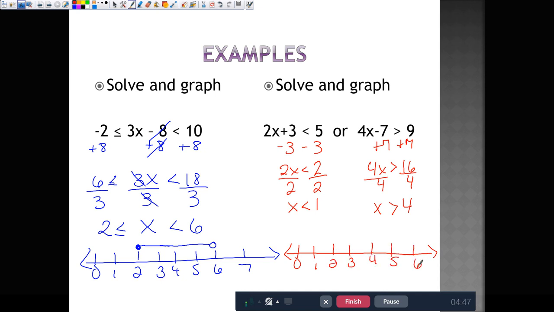So x is less than 1, so at 1 it's going to be an open circle and it's less than. But x is greater than 4, so open circle at 4, greater than.